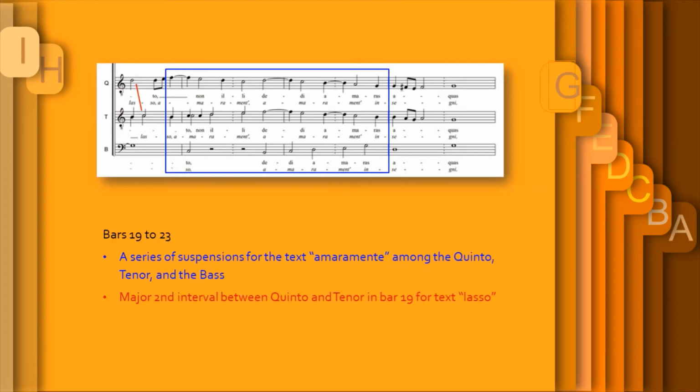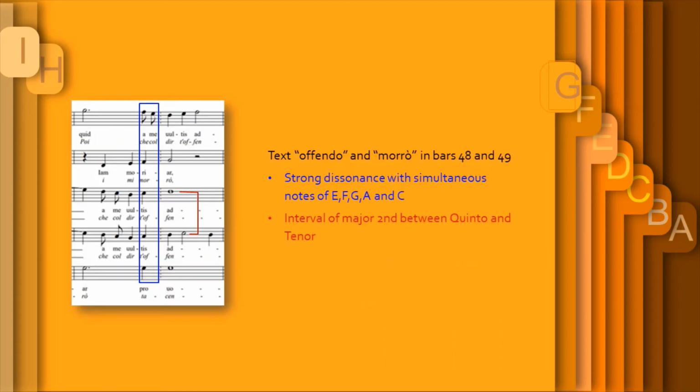In this example, the passage in the blue rectangle is a series of suspensions for the text "amaramente" among the quinto, tenor, and the bass. Also, in bar 19, the notes indicated in red are a major second interval between the quinto and the tenor for the text "lasso". Lastly, in bars 48 and 49, the text of "Fendo" and "Moreau" is sung in dissonance.